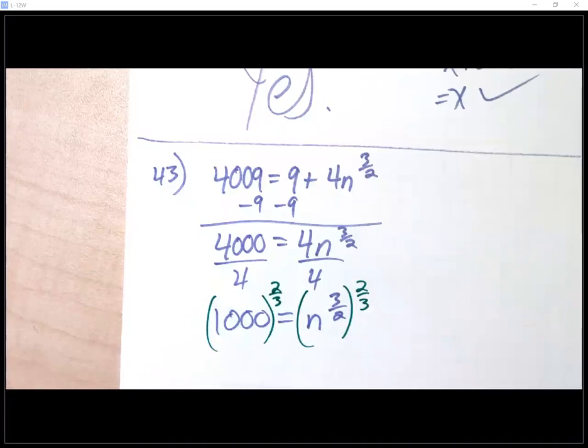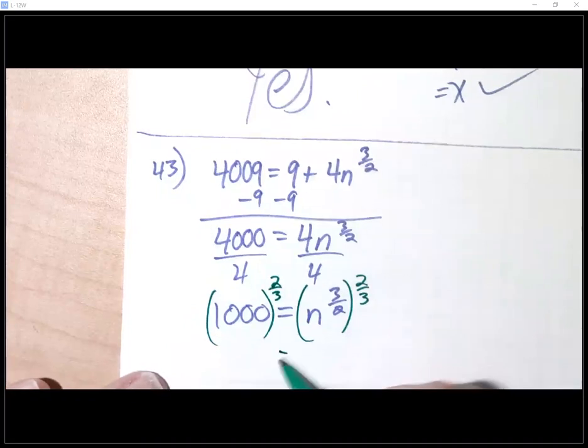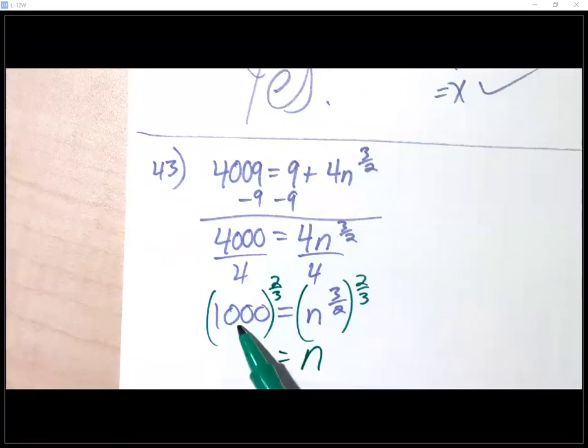So look what happens on the right. That just becomes n. How nice. On the left, you gotta simplify that. So what is 1,000 to the 2/3 power? Right, I'm gonna get 100 because I'm gonna take the cube root of 1,000, which is 10, and then square that answer. So I get 100.